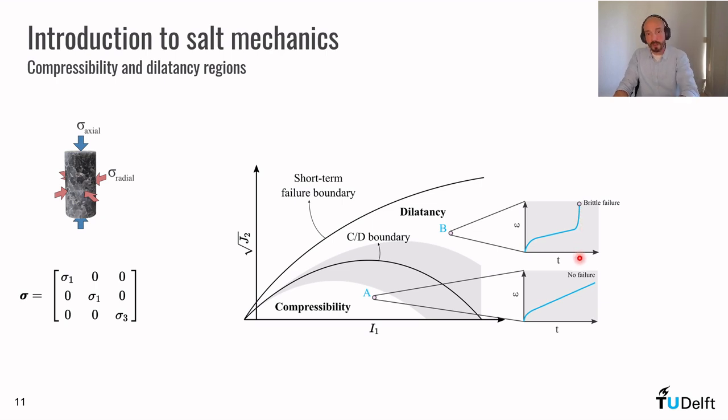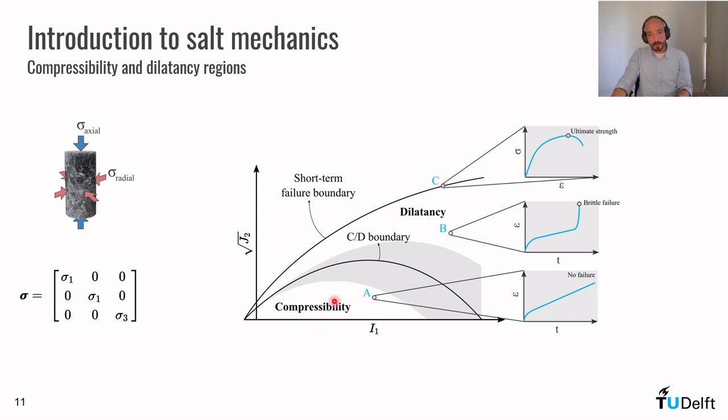And finally, if the stress point lies in this short-term failure boundary, the material breaks right away. So if you are in this point here, for example, then you increase the stress such that the stress hits the short-term failure boundary. The material doesn't even go through all creep stages, so transient, steady state, and tertiary creep. It doesn't even go through all those stages. It just breaks right away. So this is what the short-term failure boundary is.